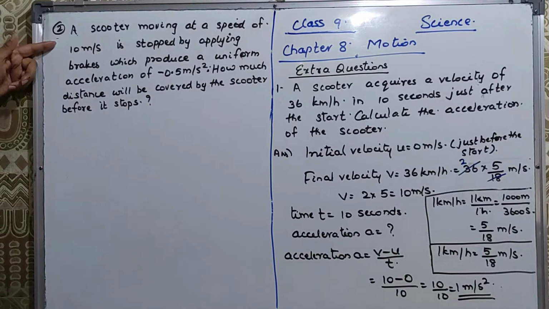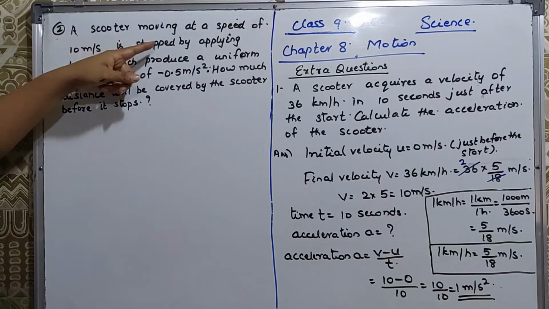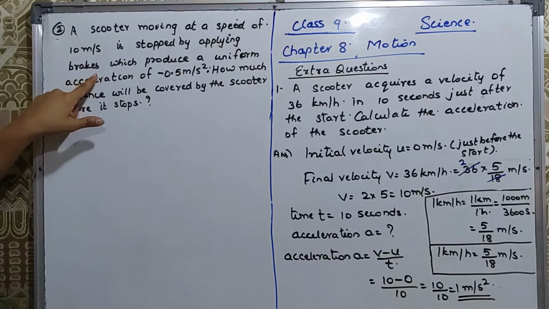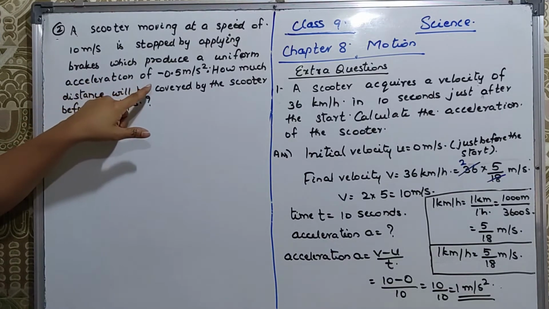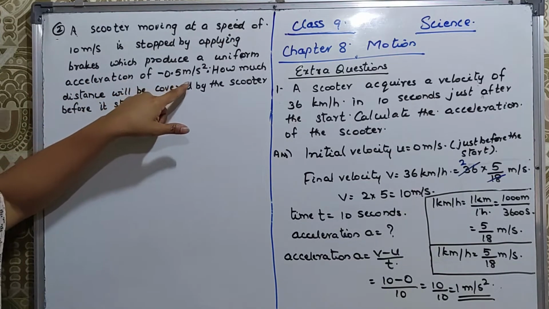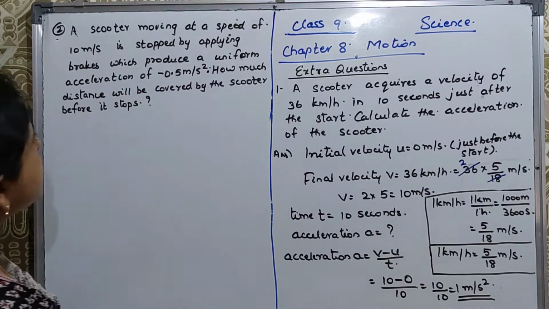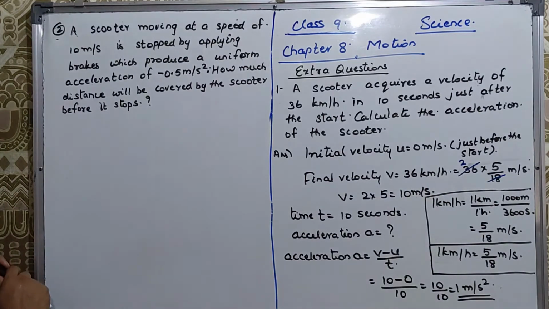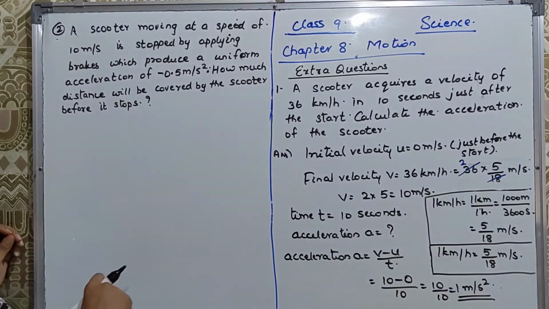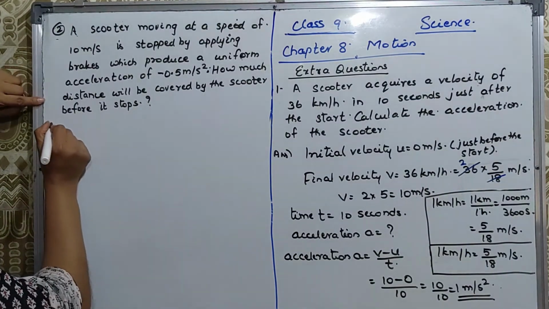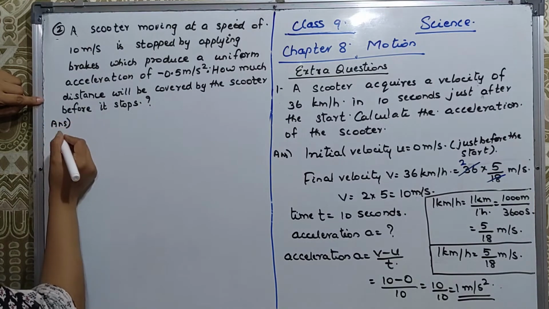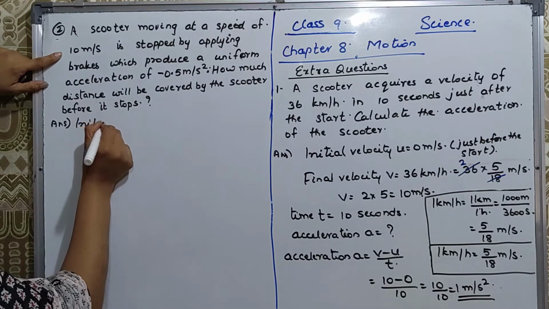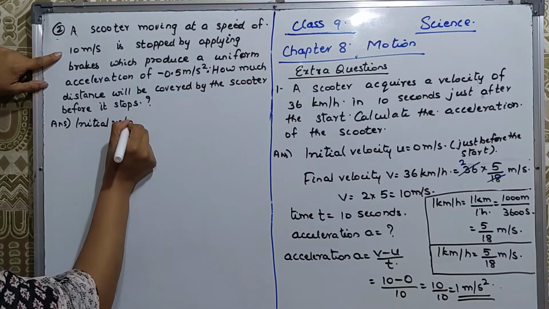Now question number 2. A scooter moving at a speed of 10 meter per second is stopped by applying brakes, which produce a uniform acceleration of minus 0.5 meter per second squared. How much distance will be covered by the scooter before it stops? A scooter moving at a speed is called the initial velocity. Anything moving with a speed is called the initial velocity.